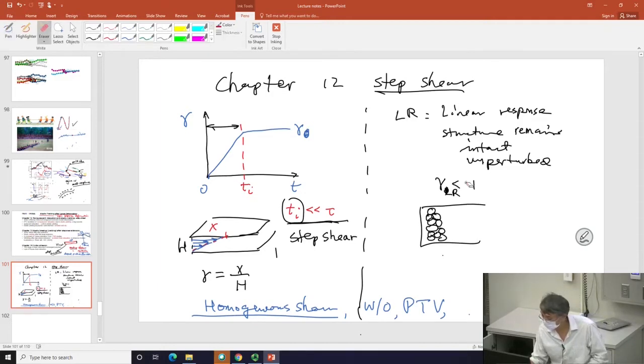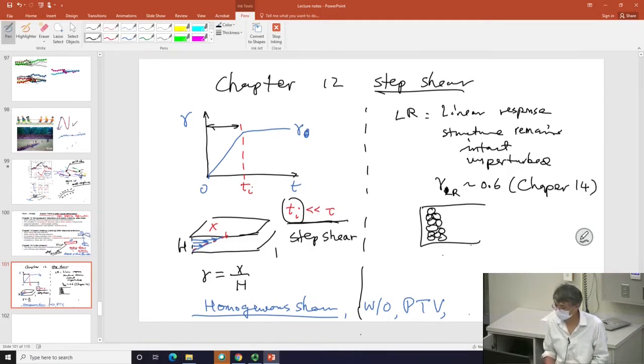For our entangled melt, I will tell you this is about 0.6. This we'll discuss in detail in chapter 14. 60% is about the limit where you can still have linear response. Well, right away it invites you to think what is nonlinear response. Of course, it means you're going beyond that limit, doubling it, tripling it, beyond that.